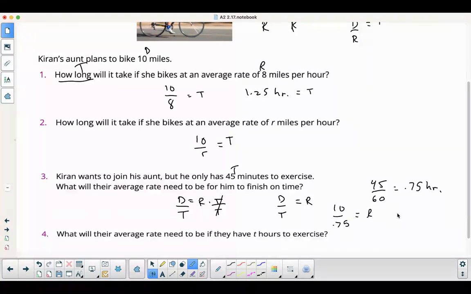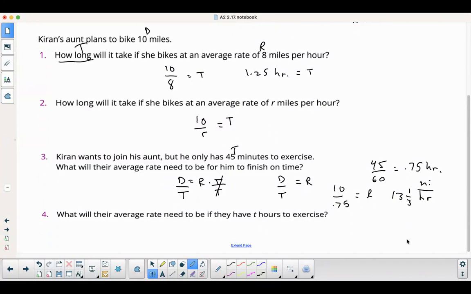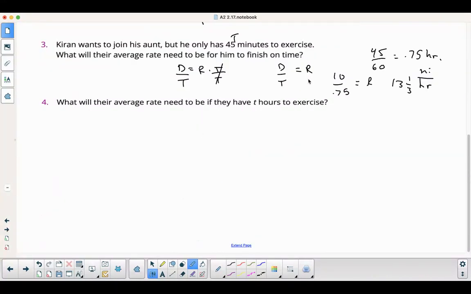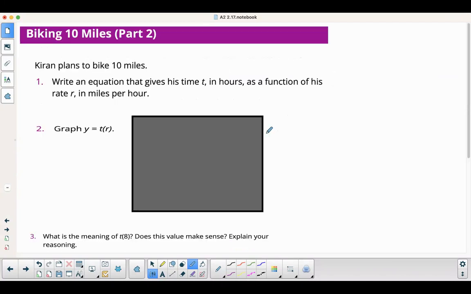Okay, so when I divide it out, I think I get 13 1/3 miles per hour. Okay. What will the average rate need to be if they have t hours of exercise? So this is going to be the same thing. We're looking for r. So r is going to be 10 for your distance divided by t. Okay, so that's nice because then you could plug in any time there and boom, you could find your rate.